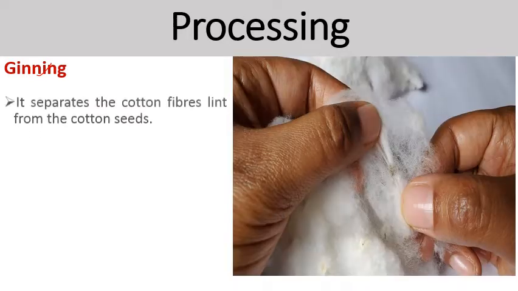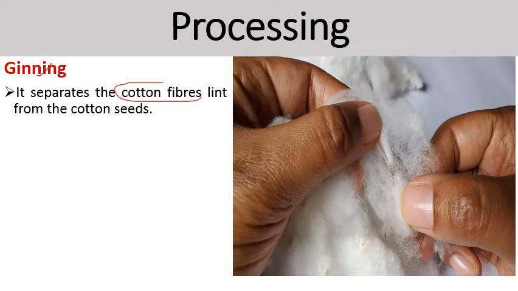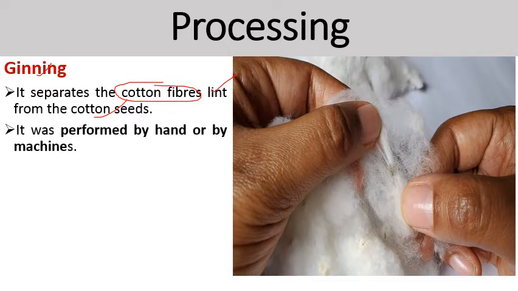This cotton processing involves various steps. The first step is ginning. This is the process of separating lint or fiber from cotton seed. This is the first step in mechanical processing of cotton. It separates the cotton fiber, also known as lint, from the cotton seeds. It was performed by hand or by machines. So it is done manually, and it can also be done with the help of certain machines.